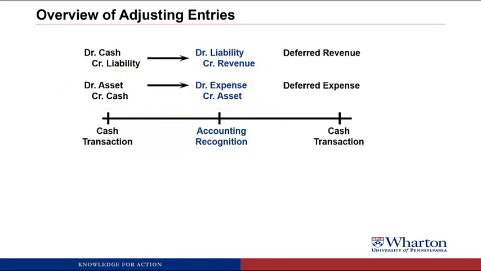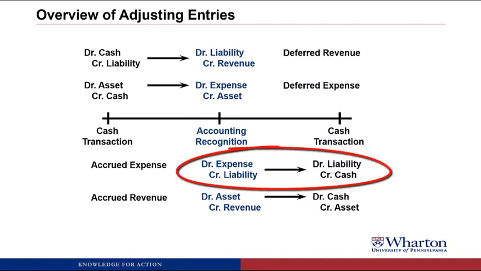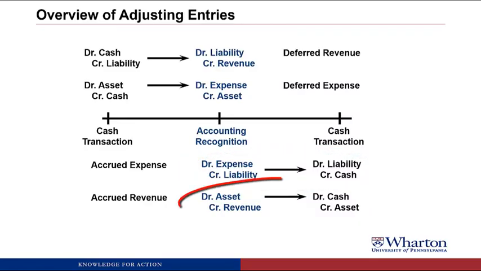For accrued expenses and accrued revenue, now the expense and revenue recognition is happening before the cash transaction. If we have to recognize an expense before we pay cash, we need a liability to bridge the gap, and that liability is going to be a payable. If we book revenue before we receive cash, then we need an asset to bridge the gap, and that asset is going to be a receivable. So all of the adjusting entries that we talk about are going to fit into one of these 4 categories.